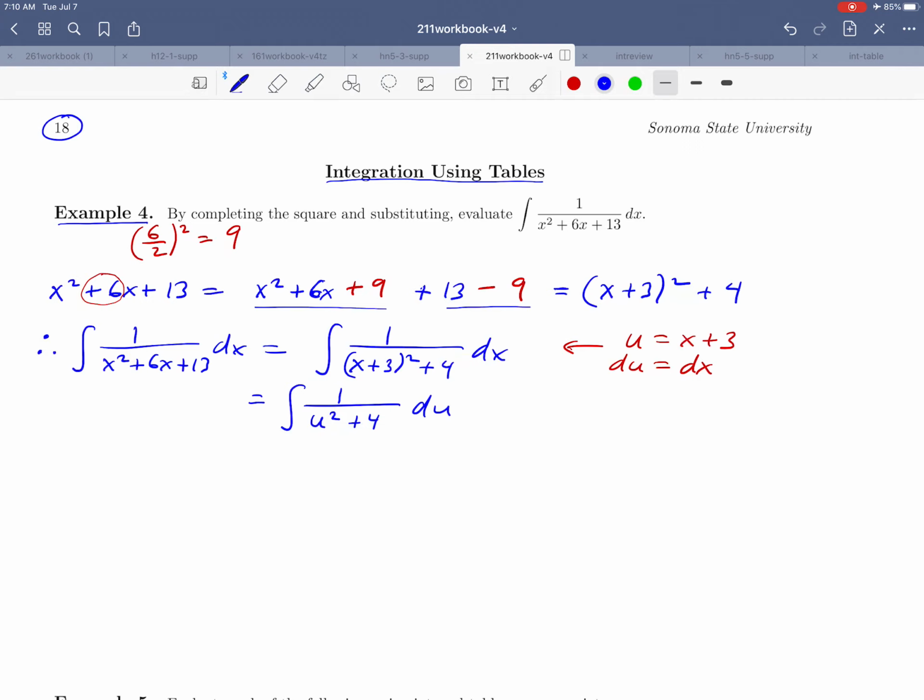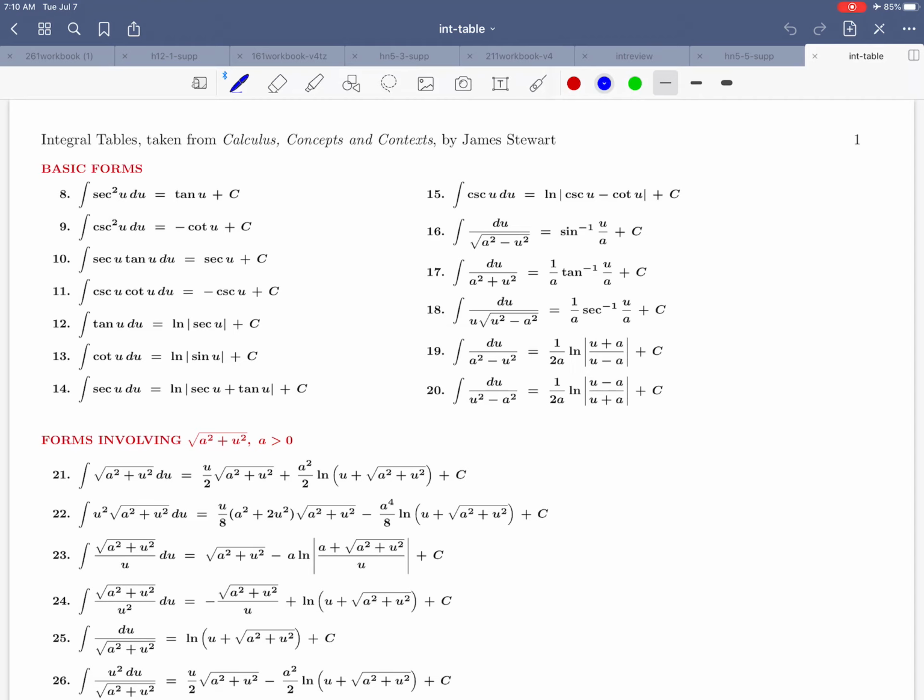Now what we're hoping is that by completing the square and doing the substitution, the new integral might be something that we can find in our integral table. So let's take a look. Remember, 1 over u squared plus 4 is what we're looking at. If you look down the table, we're going to get lucky in this case, because we have something that matches pretty well in the first block of formulas, number 17 here. Du over a squared plus u squared is the same function that we're trying to integrate if we let a equal 2. Because if we let a equal 2, we get du over 4 plus u squared. That's exactly the function that we're integrating.